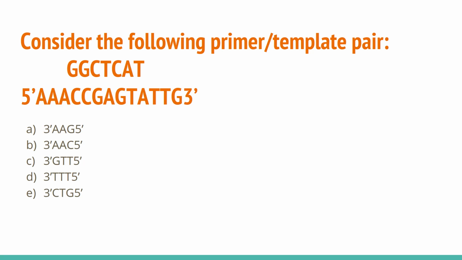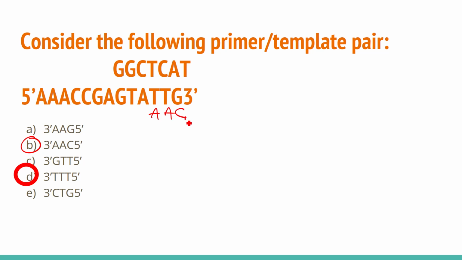What do you guys think? A, B, C, D, E. I've fooled you. Most of you said it was B, right? Because you were probably going based off of this, right? But we don't go that way. Because this is 5' and this is 3', so you're going this way. I tricked you because you read left to right. And so you probably just went GGC, TCAT.